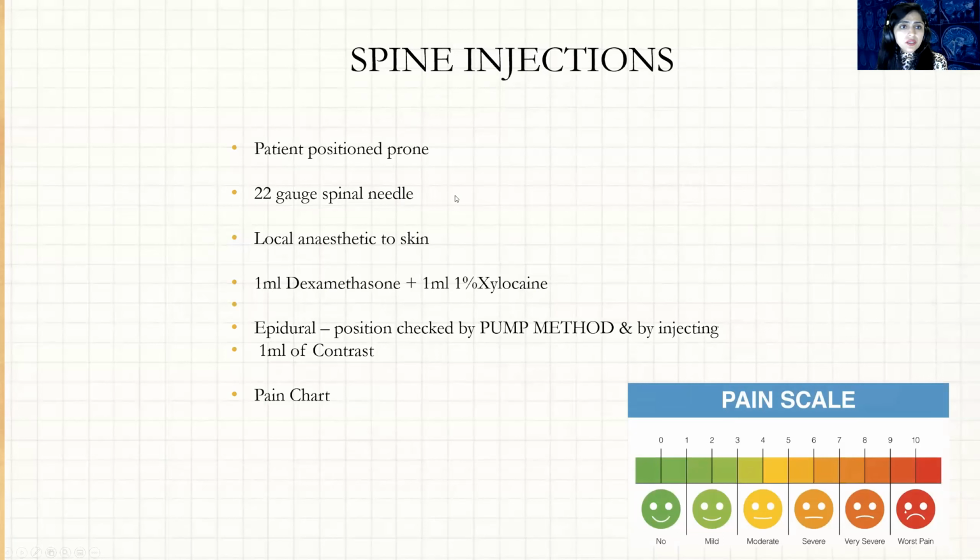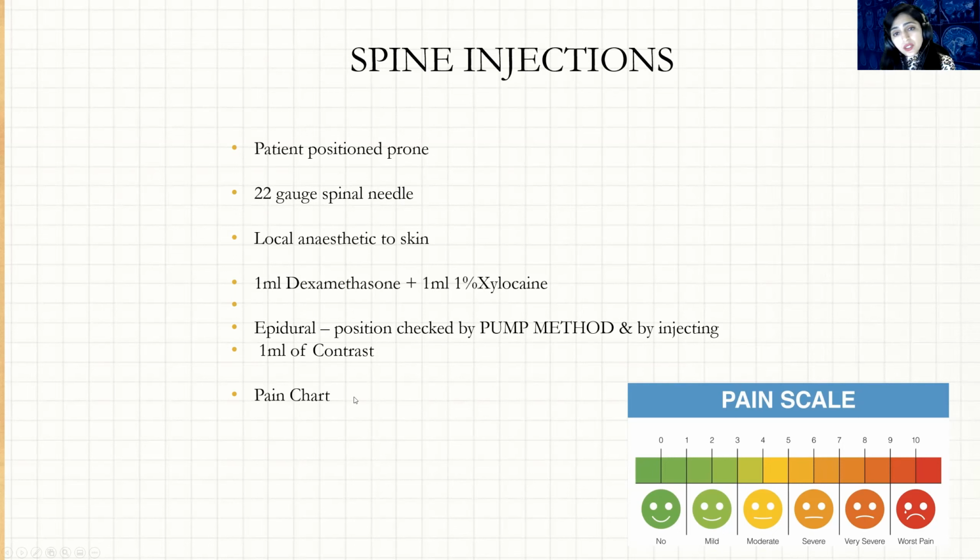Okay, so spinal injections. Patient position is prone. We use a 22 gauge spinal needle, and the length of the needle depends on the width of the patient. We have 7 centimeter, 9 centimeter, 12 centimeter, 18 centimeter. Then we usually give local anesthetic to the skin, and we use 1 ml of dexamethasone with 1 ml of xylocaine for most of our spinal injections. For epidural injection we use the pump method. I'll explain the pump method in the epidural injection.